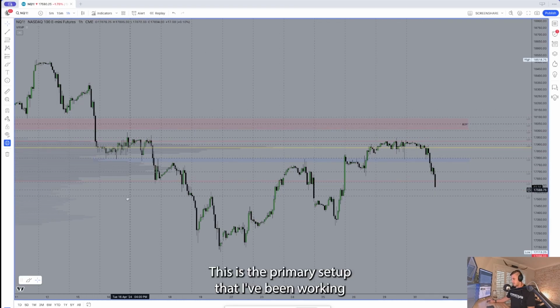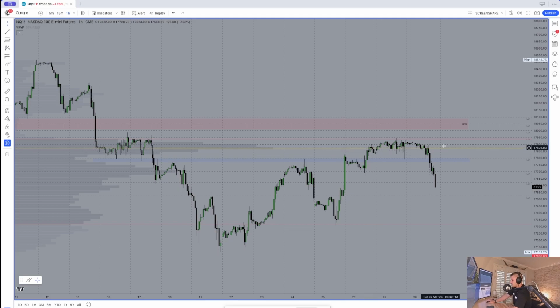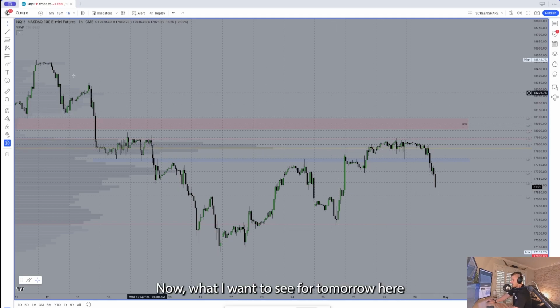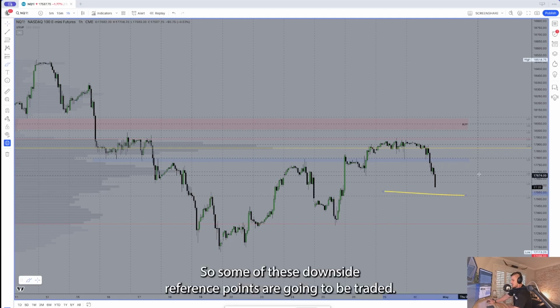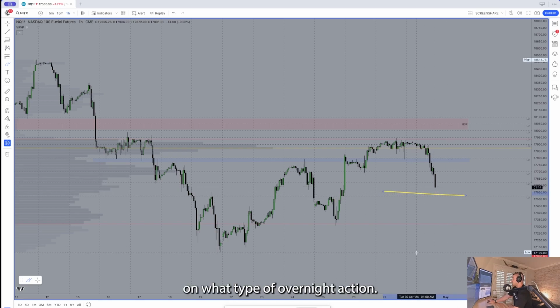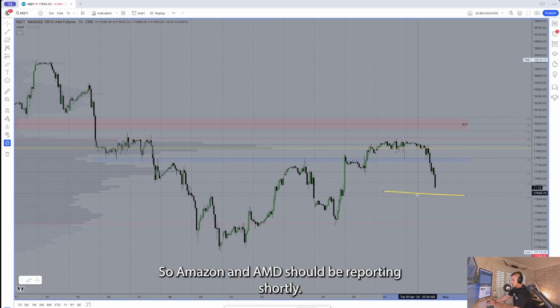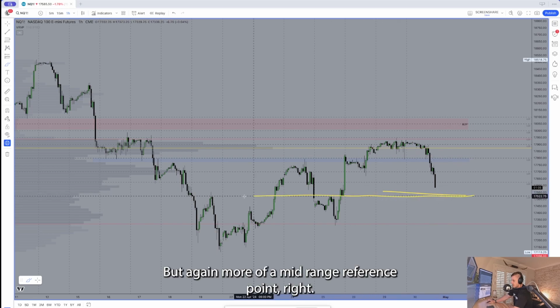This is the primary setup that I've been working with for the past couple of weeks here on the hourly. Now, what I want to see for tomorrow here in NQ, again, similar to ES, is how some of these downside reference points are going to be treated. Most likely going to be the 17,525, depending on what type of overnight action we have. About 2 minutes to the close, so Amazon and AMD should be reporting shortly. But again, more of a mid-range reference point, right?